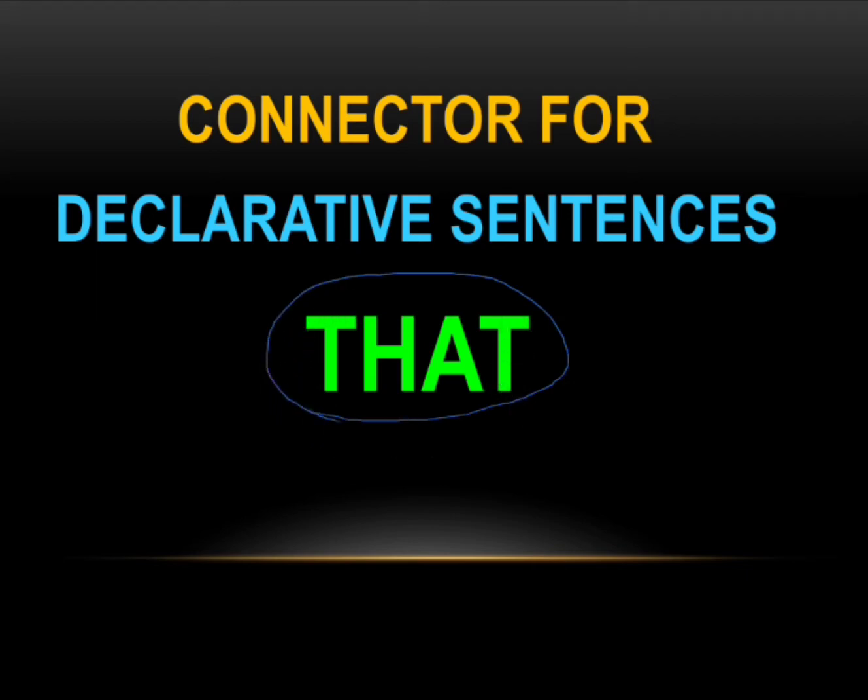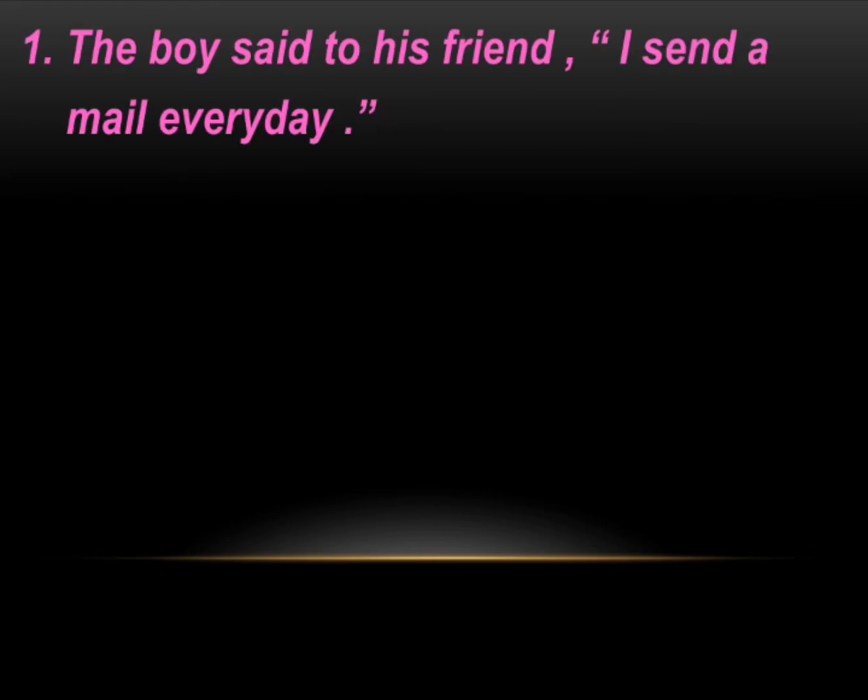Now let's get into the topic. Look at the example. This is the direct speech. You can find out if you see the punctuations. The boy said to his friend, "I send a mail every day." In the repeating part, "The boy said to his friend," we have the listener and it is said to. So said to will change to told.